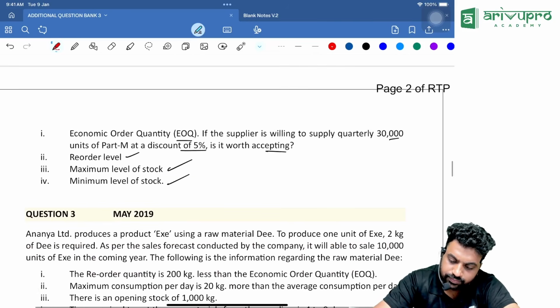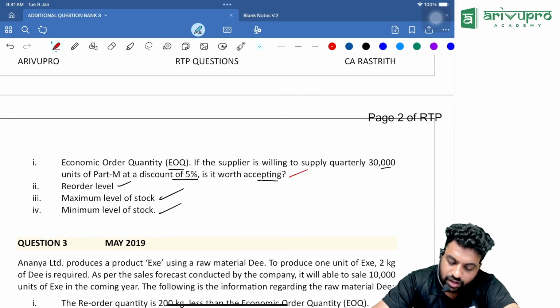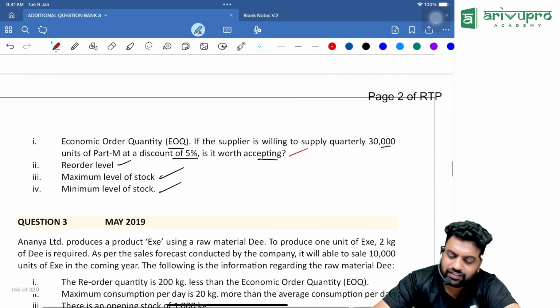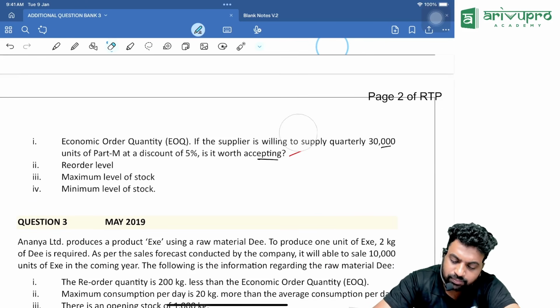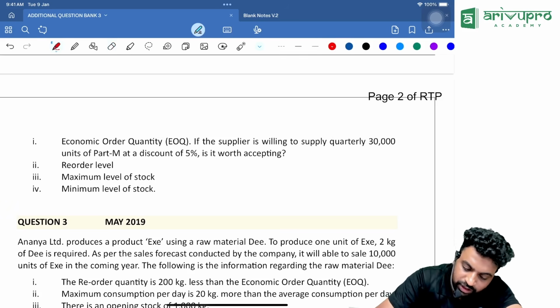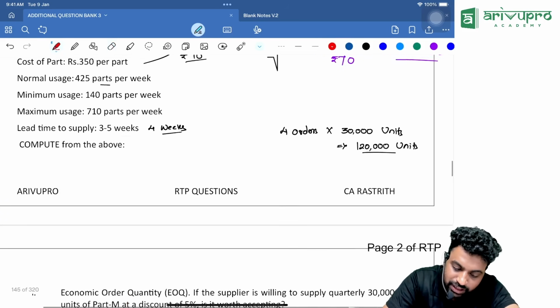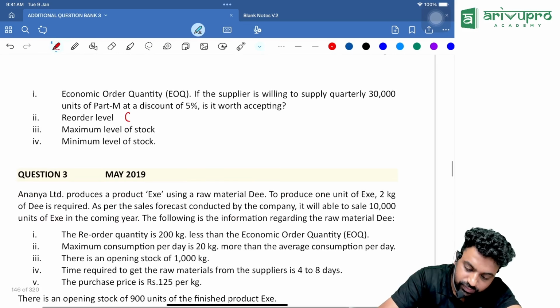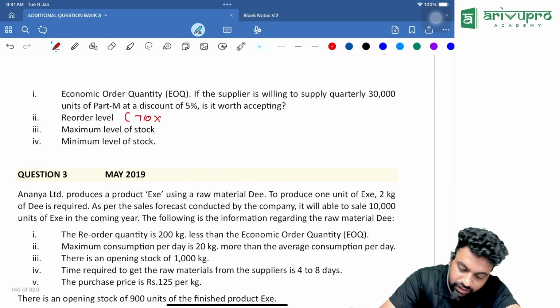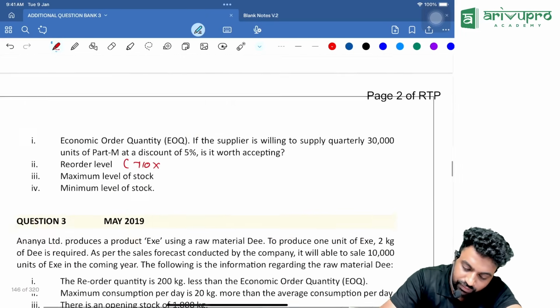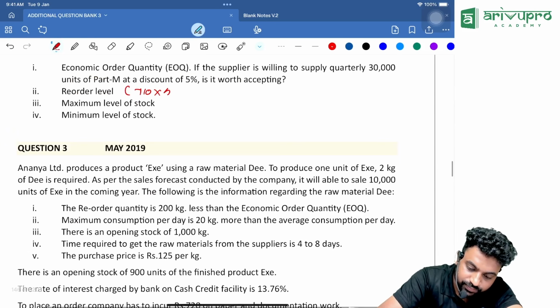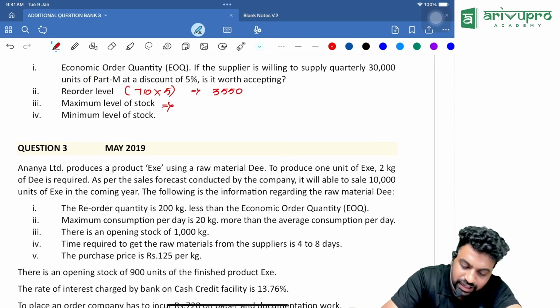Where did it go? Reorder level they are asking. Reorder level is nothing but maximum into maximum. Maximum into maximum. That is very simple. Maximum they have given how much? 7 ton. Maximum lead time 5, which will come to 3,550.